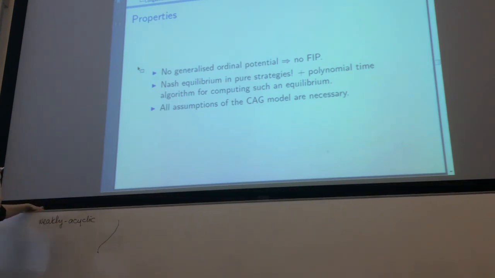And there is one more result saying that you actually can't do any better. If you relax any of the conditions, any of the assumptions that we made, then two things: an equilibrium is not guaranteed to exist, and it's actually NP-hard to determine whether it exists or not. Okay. Does everyone in the group know what NP-hard is? Good. Okay.